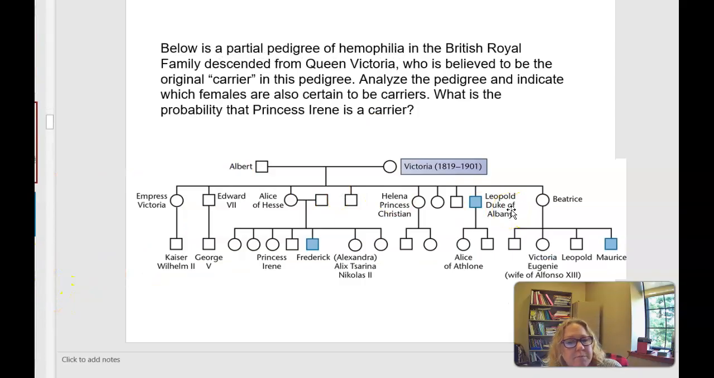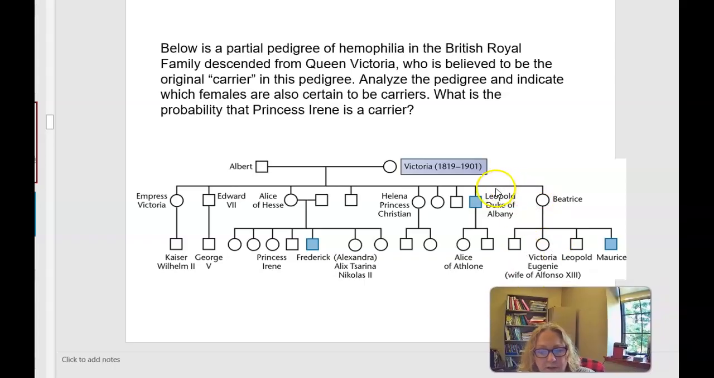Here is what I was talking about with the pedigree for hemophilia. So here you have Albert and Victoria in the late to early 19th century. They had another Victoria, Edward, Alice, a no-name child, Helen, Leopold, and Beatrice.